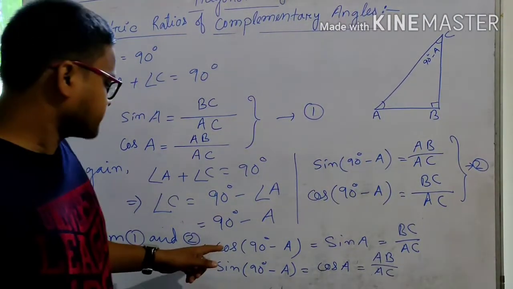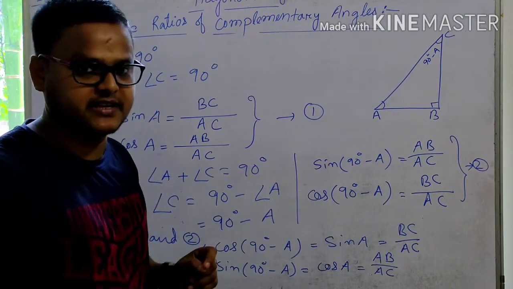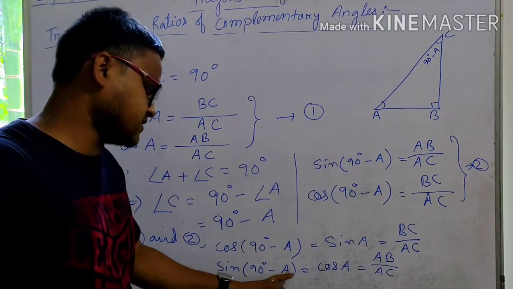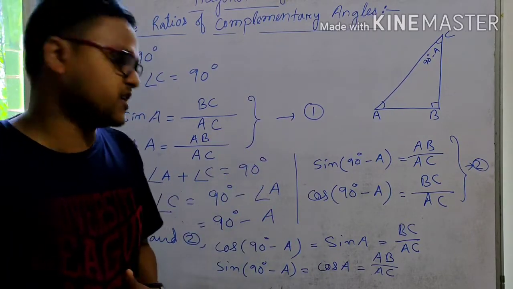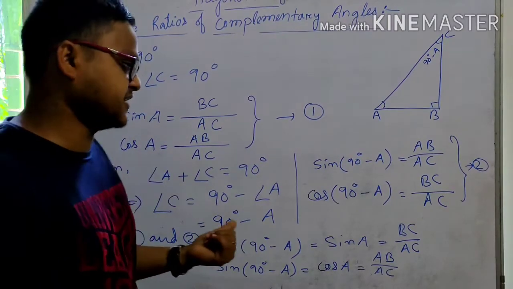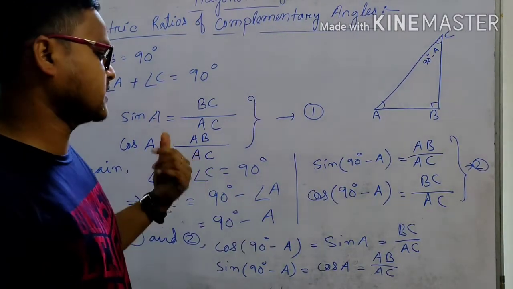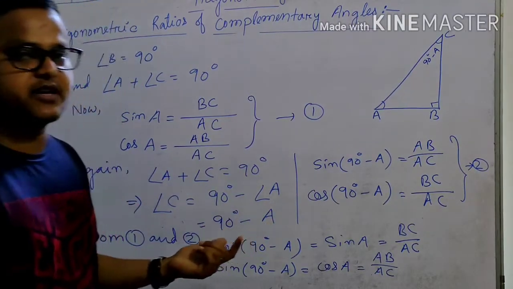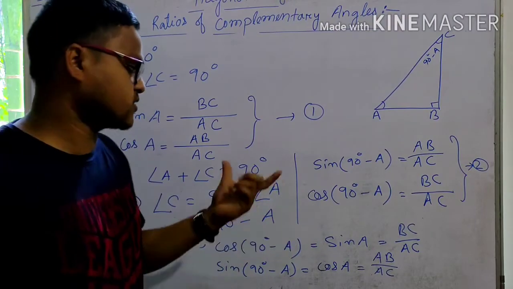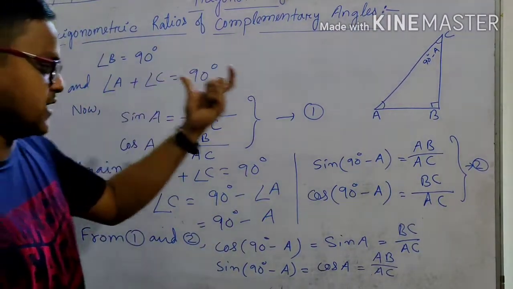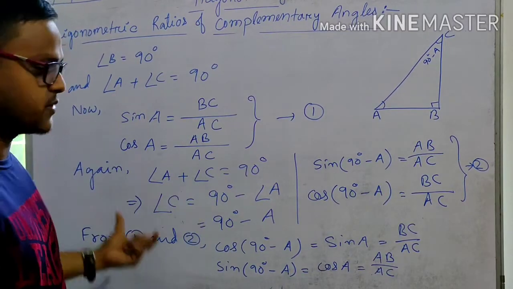So cos 90 minus A equals sin A, and sin 90 minus A equals cos A. In this way you can get the other trigonometric ratios also. Tan 90 minus A equals cot A, cot 90 minus A equals tan A, cosec 90 minus A equals sec A, and sec 90 minus A equals cosec A. Finally, we get some formulas.